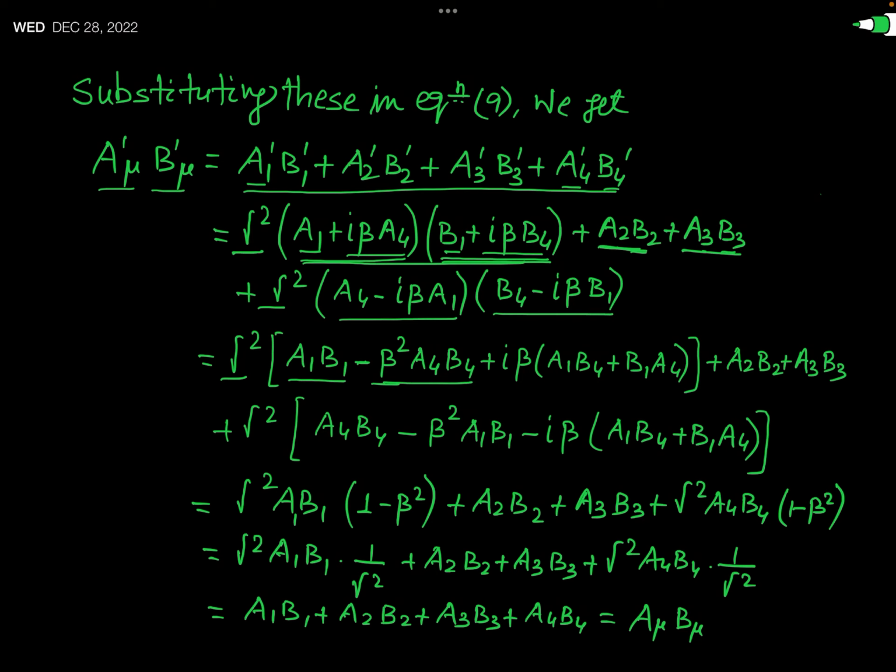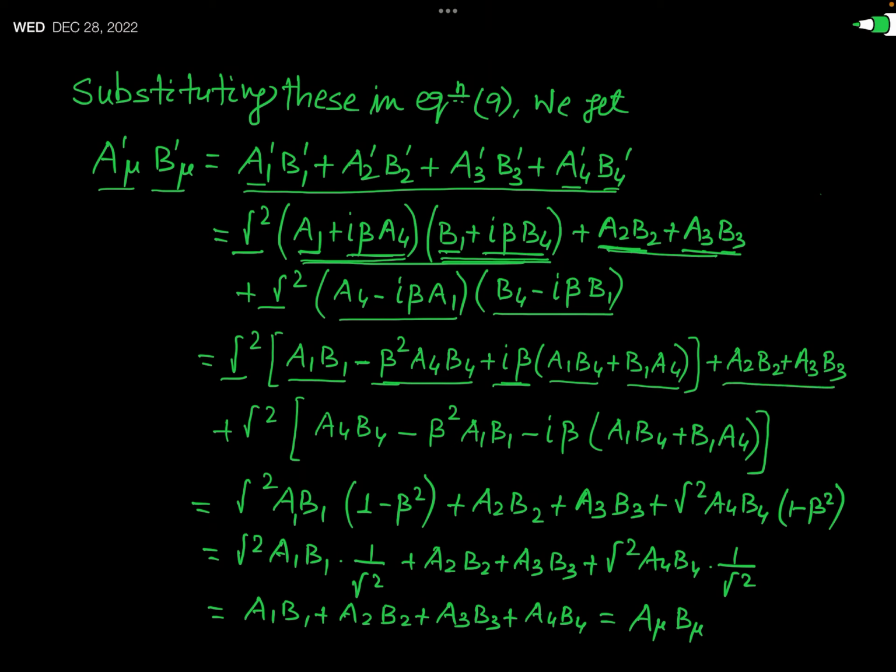A4 B4. Okay. Now we will multiply A1 by iβB4 and B1 by iβA4. In both of these two terms, iβ is a common factor. So iβ has been taken as a common factor and the remaining terms are A1 B4 plus B1 A4. Okay. Now these two terms have been written just like above.